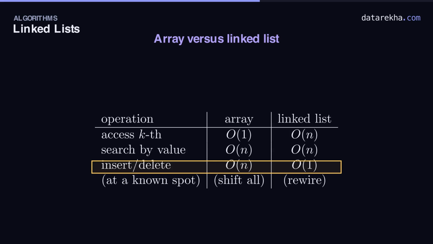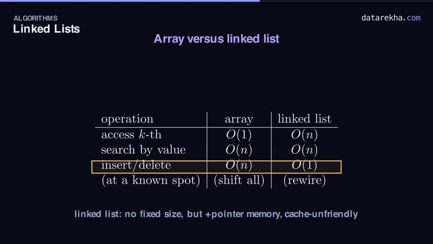The array must shift every element after the gap. Order n. The linked list just rewires a couple of arrows. Order 1. That is the linked list's whole reason to exist. There's a price for all that flexibility. Every node carries an extra pointer, so it uses more memory, and the nodes are scattered instead of packed, which is unfriendly to the cache. Arrays stay contiguous and fast to scan. It's always a trade.